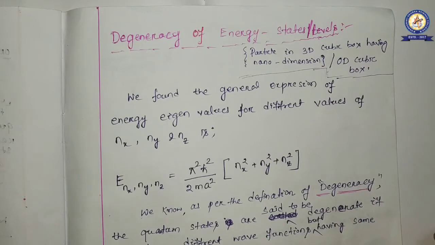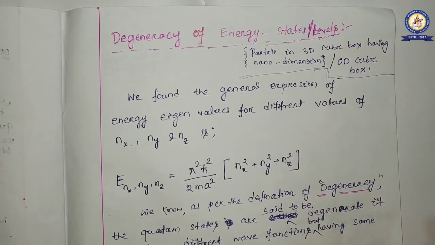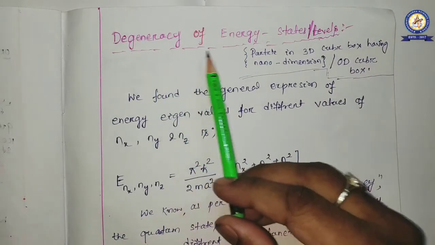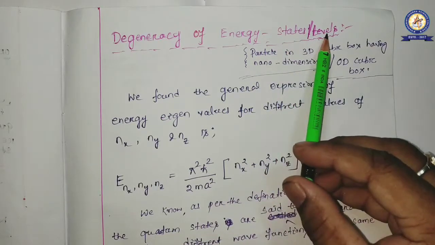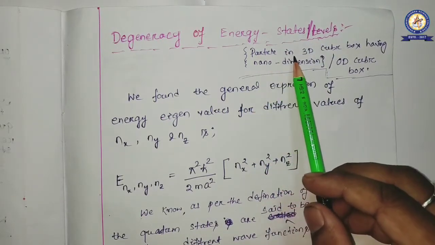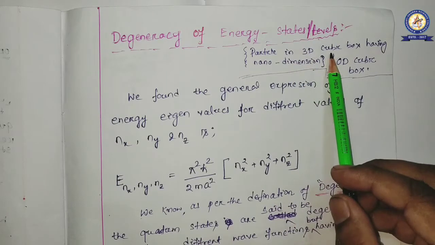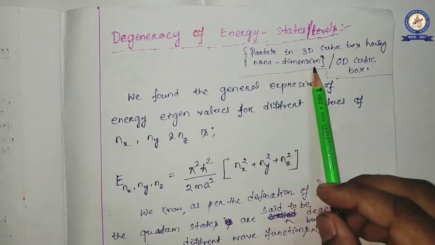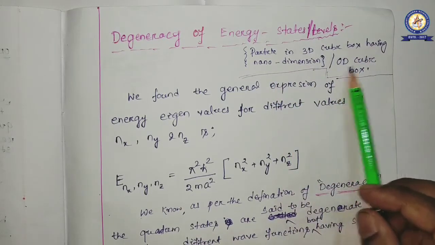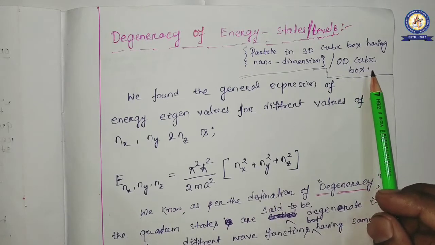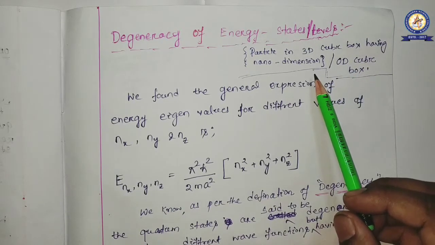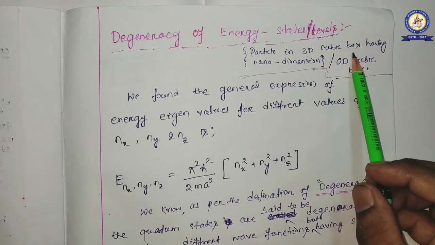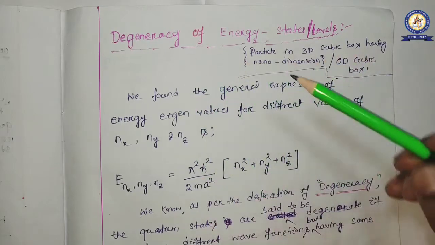In this class, we are going to discuss the degeneracy of energy states or levels of a particle in a 3D cubic box having nano dimension, or 0D cubic box. That means when a particle is confined in a 3D cubic box, what the energy states and the corresponding degeneracy are, we are going to discuss.